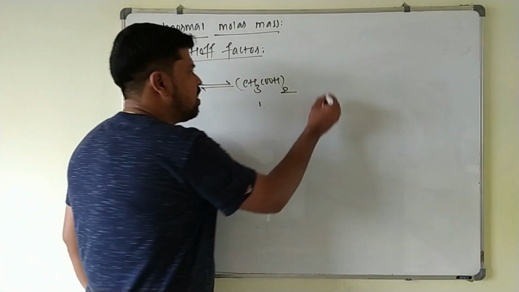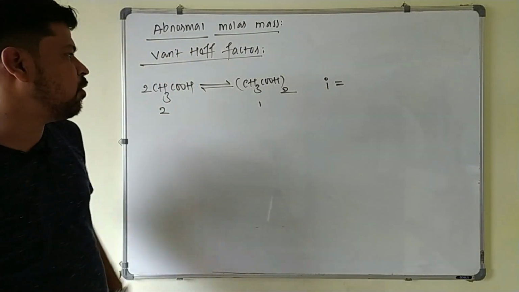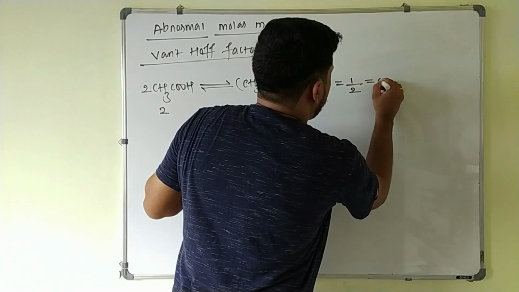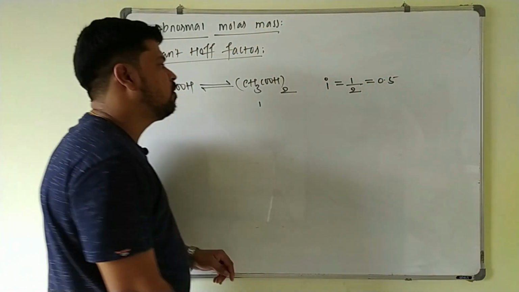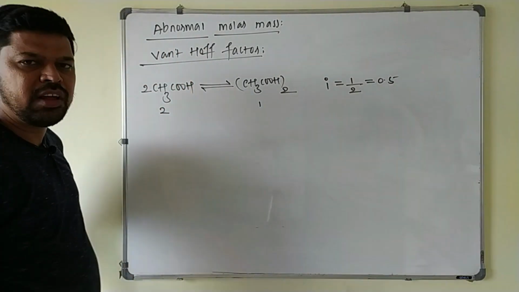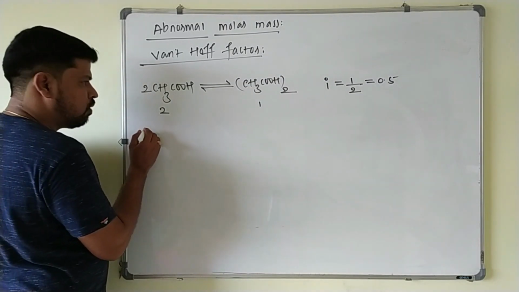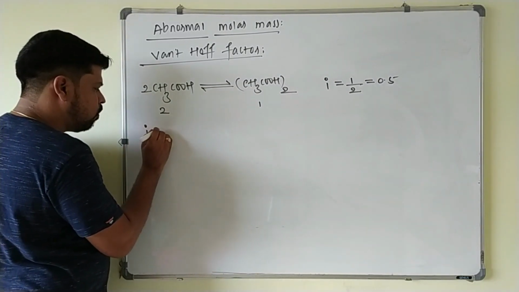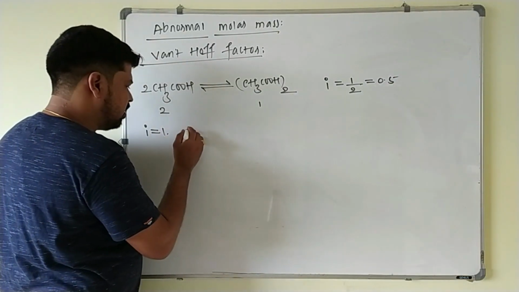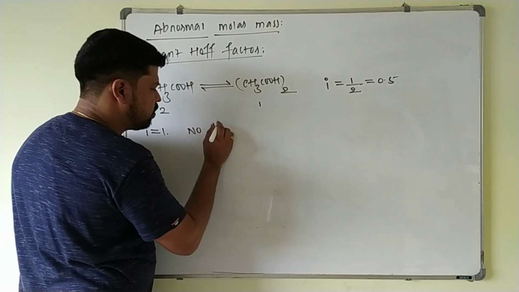So for this one the i value is after divided by before. Just a hint, it is after by before. After is 1, before is 2. So its value is 0.5. For association, the i value is always less than 1. For dissociation it is greater than 1. So I will write the i values: if i is equal to 1, that is a non-electrolyte, no association or dissociation takes place.